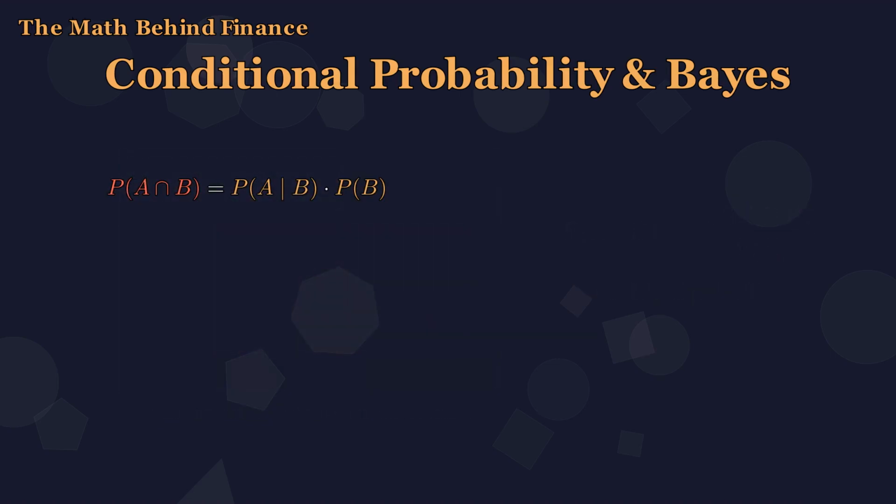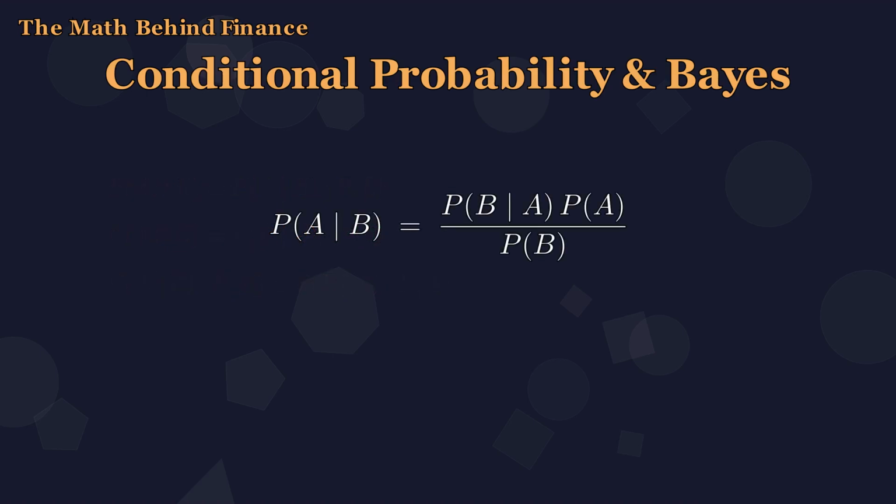Rearranging the definition gives the multiplication rule. The probability of A and B equals the probability of A given B times the probability of B, but the same intersection can be read the other way. P of B given A times P of A. Set these equal, divide by P of B, and you arrive at Bayes' theorem. 4 pieces, each with a name. Posterior equals likelihood times prior, divided by evidence.